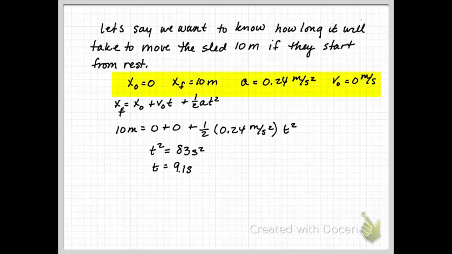We know they started at a 0 point. They went 10 meters. Our acceleration is 0.24 meters per second squared, and the initial velocity is 0. So we are going to match up what we have and what we need to know, and we're going to use this equation right here. Plug everything in, and we get that it's going to take them a little over 9 seconds to move the sled 10 meters.